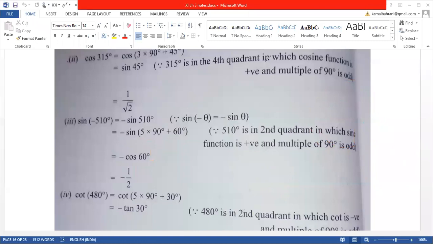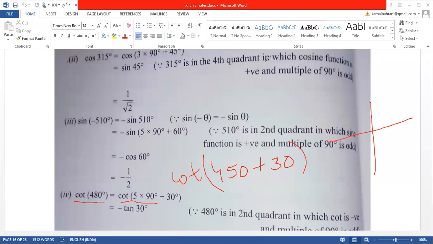Clear? Then next is your cot of 480 degree. Now cot of 480 can also be written as 5 into 90. 5 nines are 45, so 450 plus 30. We can write this as cot of 450 plus 30. Now just see how 450 will come. 90, 180, 270, 360. After 360 plus 90, that is 450. So this will be 450 plus theta, where it is lying again in the second quadrant.